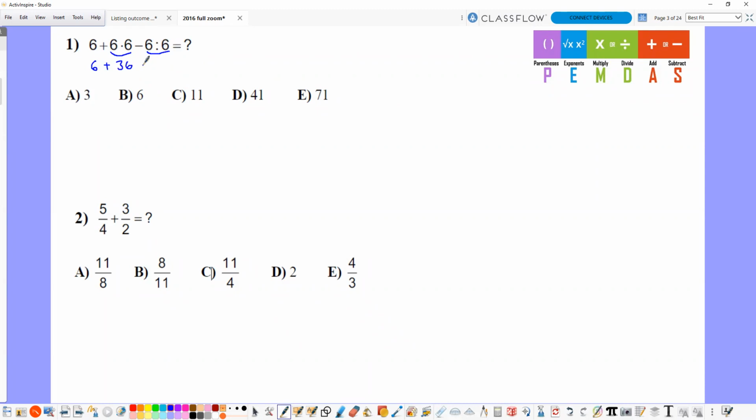6 divided by 6 is going to be equal to minus 1. So 6 plus 36 is going to be equal to 42, minus 1 is going to be 41. This is the answer of the question.